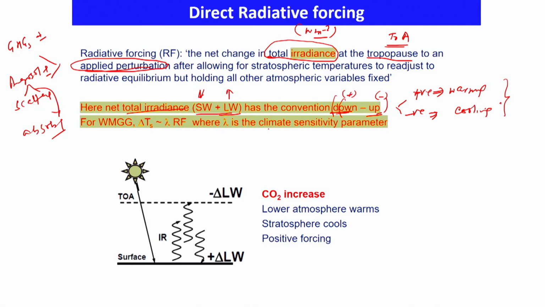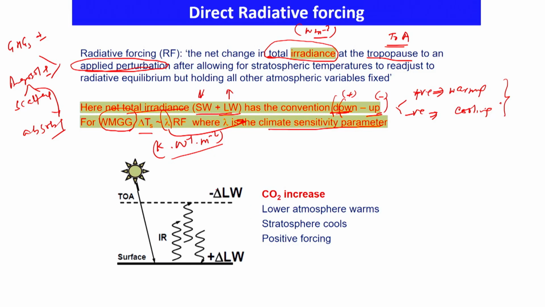There is another very important parameter called the climate sensitivity parameter, and this is defined, for well mixed greenhouse gases, as delta Ts equals lambda Rf, where lambda is the climate sensitivity factor. Lambda will have a unit of Kelvin per watt per meter square. So, per unit change in radiative forcing, how much change is going to happen in the temperature, that is called climate sensitivity.